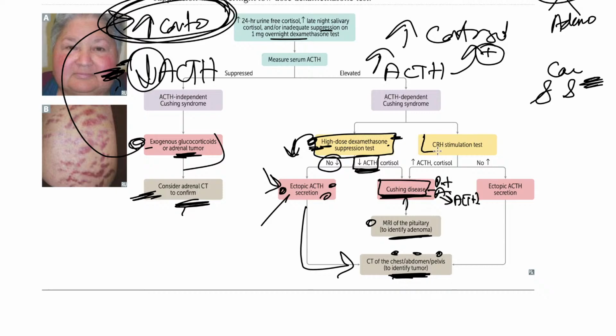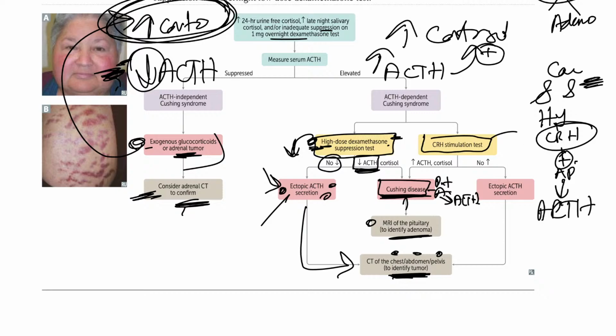Now there is something called the CRH stimulation test. What was CRH? Can you recall? If you were saying corticotropin releasing hormone, then you're absolutely right, which comes from the hypothalamus. The CRH comes from the hypothalamus, goes to the anterior pituitary, and stimulates the anterior pituitary to release ACTH, right? So we are giving CRH from outside. And when this CRH goes to the anterior pituitary, normally it will stimulate and release the ACTH.